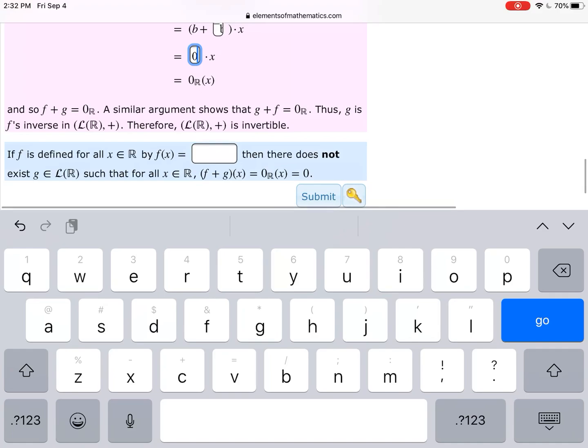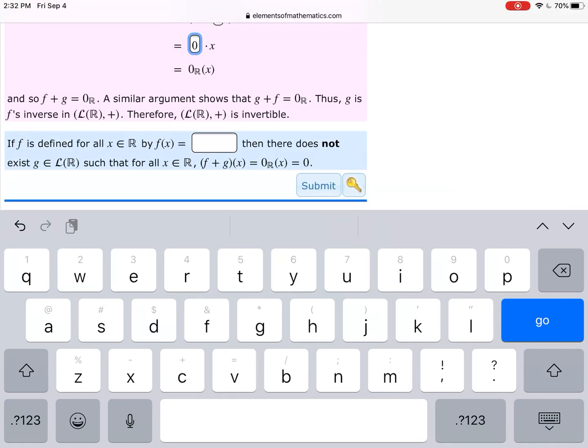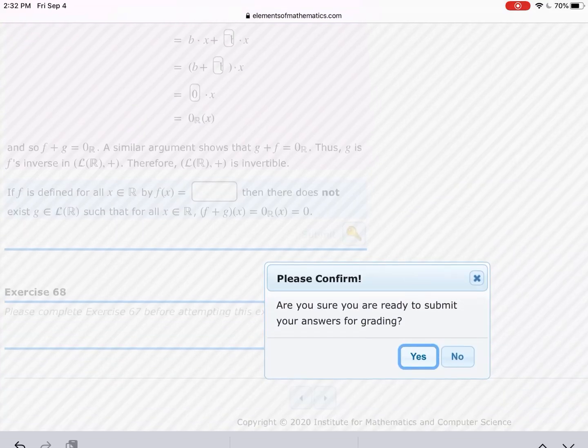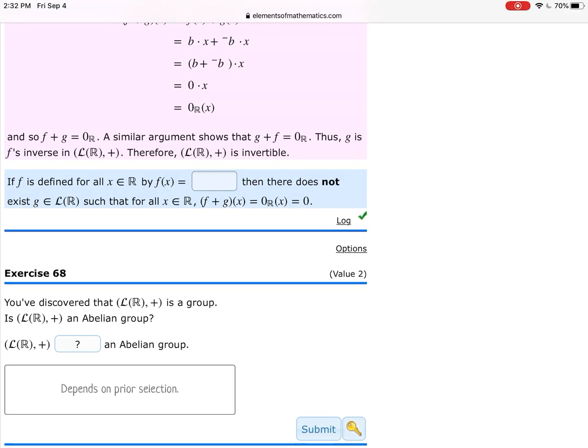Rather important, of course. And you may have been able to just reverse engineer this, probably. So f plus g equals that 0 element. And a similar argument shows that g plus f equals 0. Thus, g is f's inverse. And it's invertible. I hit submit. It says confirm, and it's happy. And the last one on this page, there's a lot going on here, wasn't there?